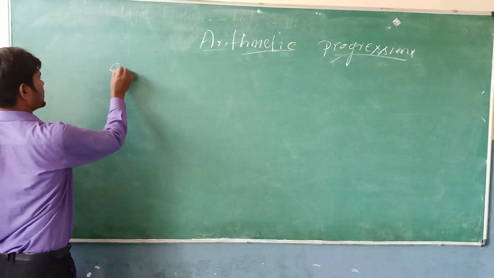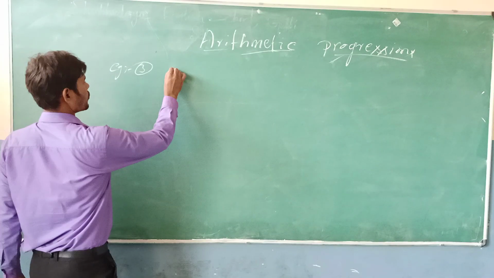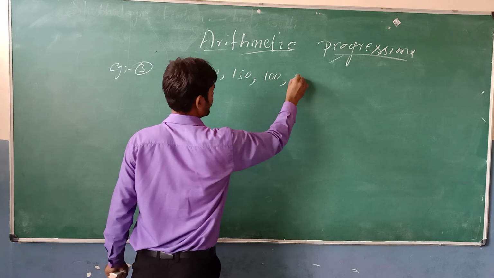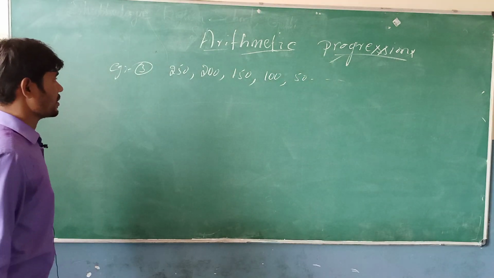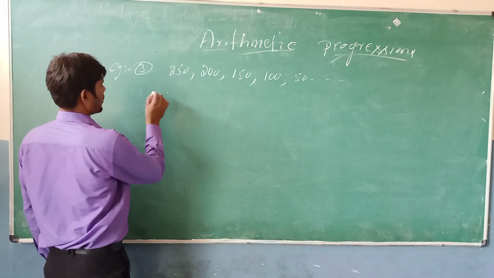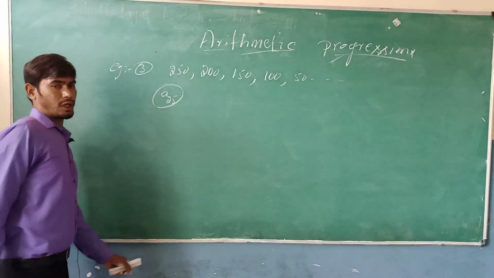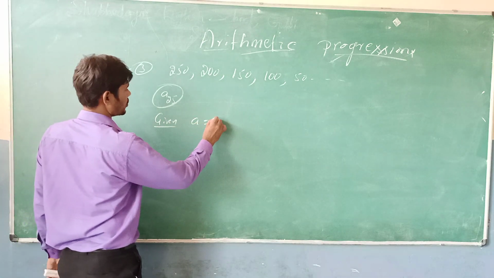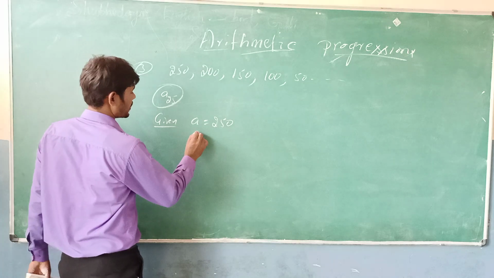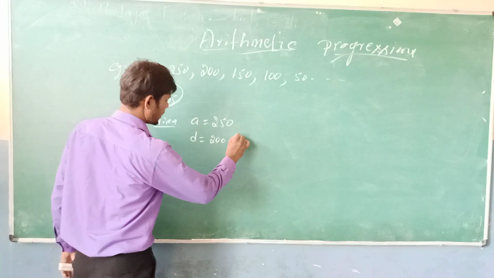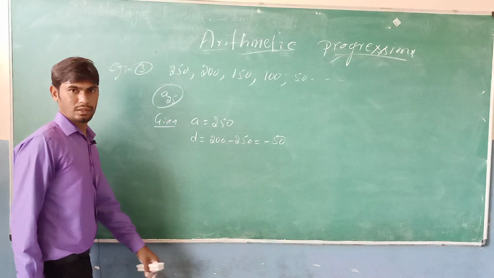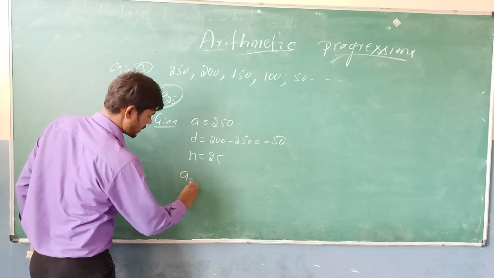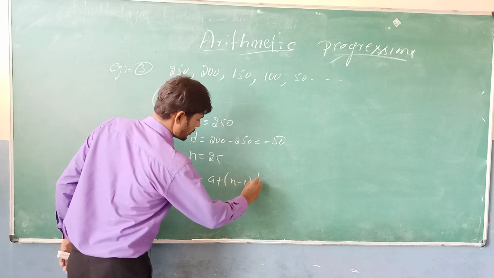Next, another example. Example 3: 250, 200, 150, 100, 50, and so on. Here, find out the 25th term. Given A is equal to 250. D is equal to 200 minus 250, which is equal to minus 50. Then n is equal to 25. A25, or An, is equal to A plus n minus 1 into D.